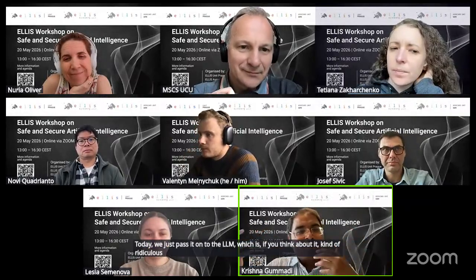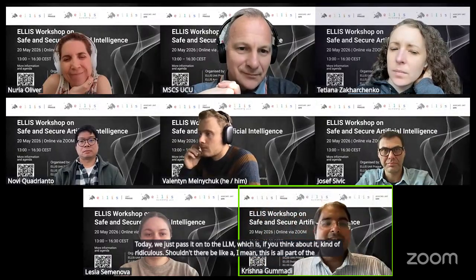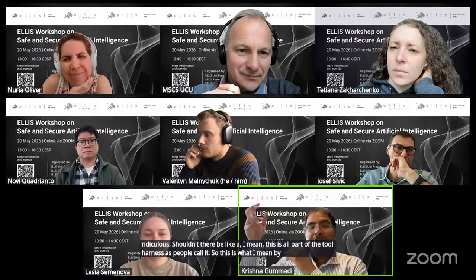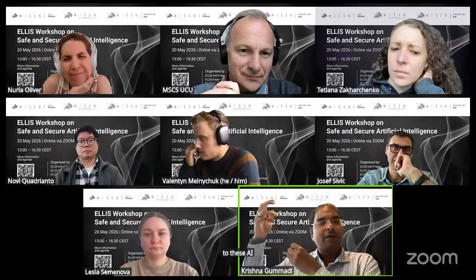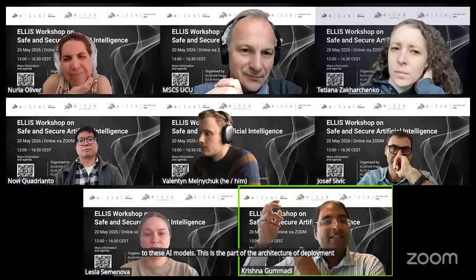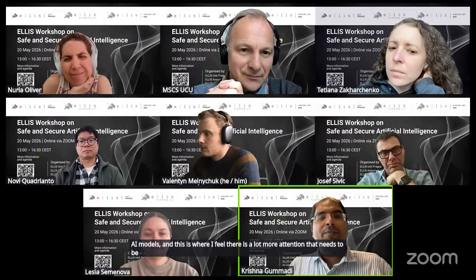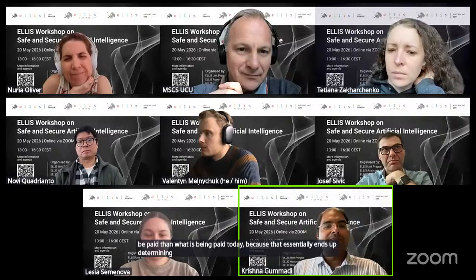This is all part of the tool harness, as people call it. This is what I mean by saying the harness is the thing that gives agency to these AI models. It is the part of the architecture of deployment for the AI models. And this is where I feel a lot more attention needs to be paid than is being paid today, because that essentially ends up determining what happens.